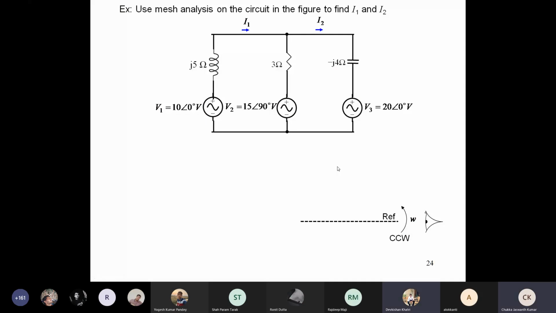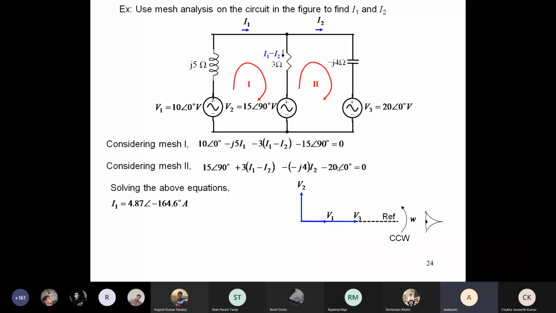Yes, sir. So we did up to this, and this was the current. I1 is equal to 4.87 angle minus 164.6. Did all of you get this current? You got this value? Yes, sir.